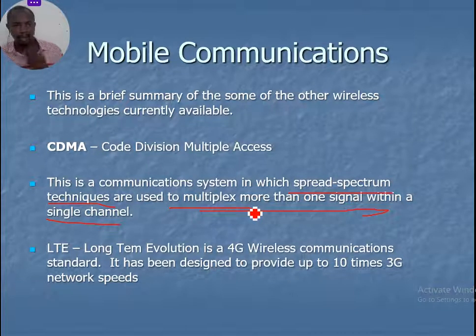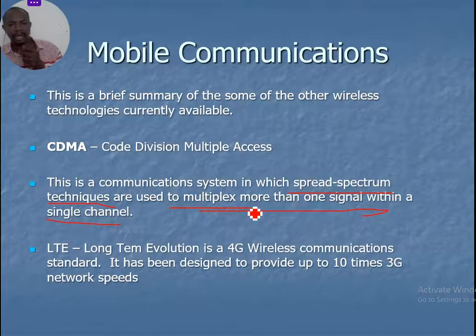That's multiplexing. Now, we say this is a communication system in which spread spectrum techniques are used. In Code Division Multiple Access, we use spread spectrum techniques to multiplex more than one signal into a single channel. Okay? Then another technology that is used with mobile communication is called LTE. LTE means Long-Term Evolution.